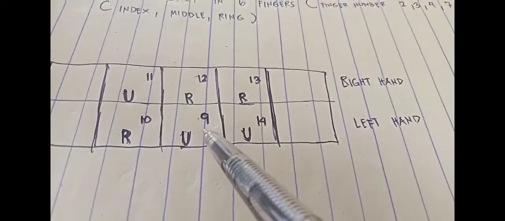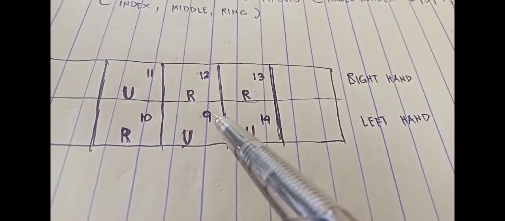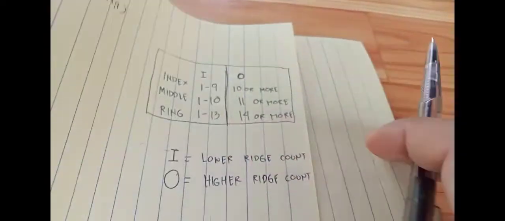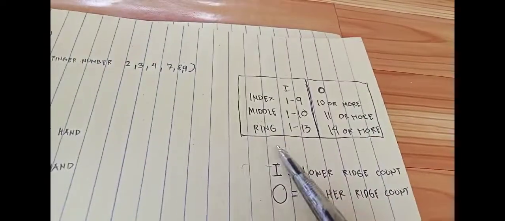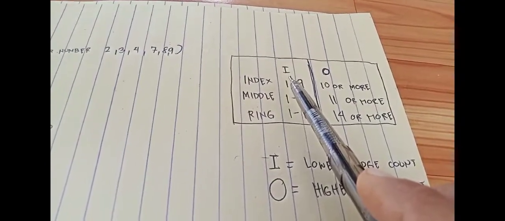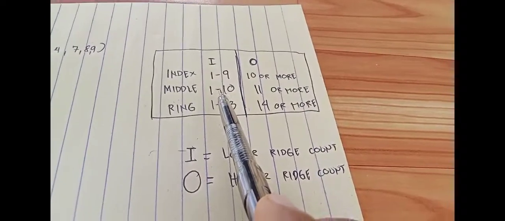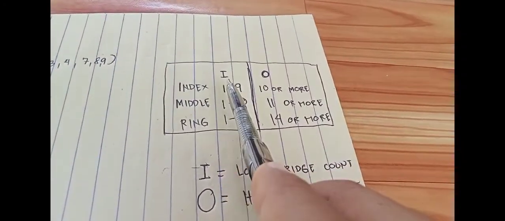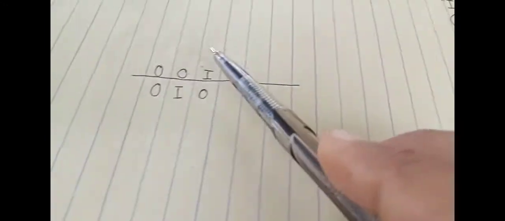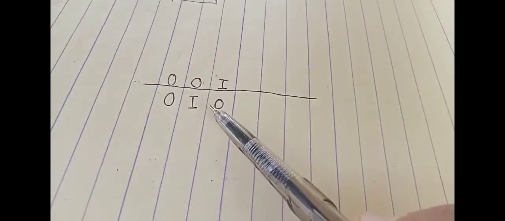And in the left hand middle finger, it has a ridge count of 9. And this is an ulnar loop. So if we look back, it has a symbol of letter I because it has only 9 ridge count. And in the middle finger, if it is 1 up to 10, it has an I symbol. So I wrote I here.